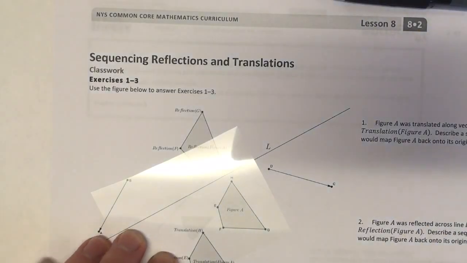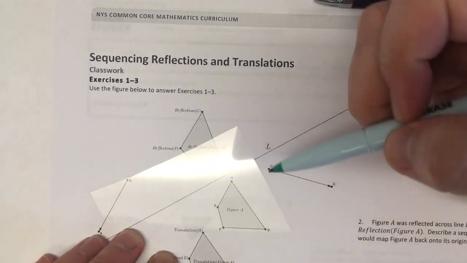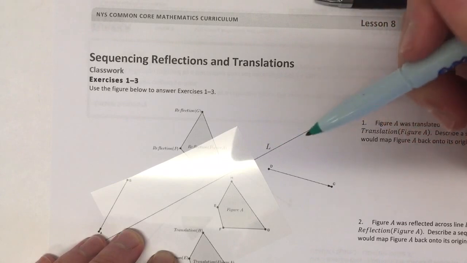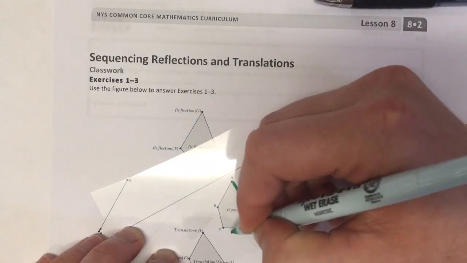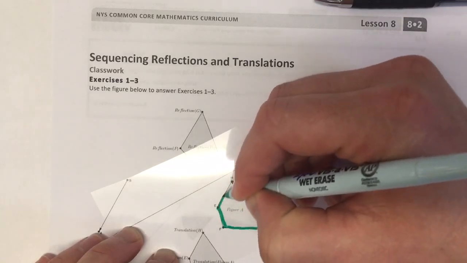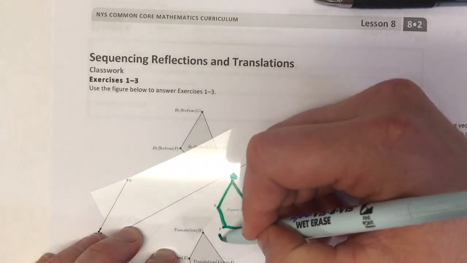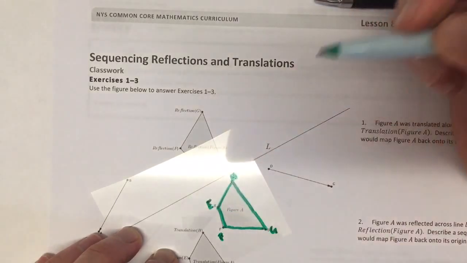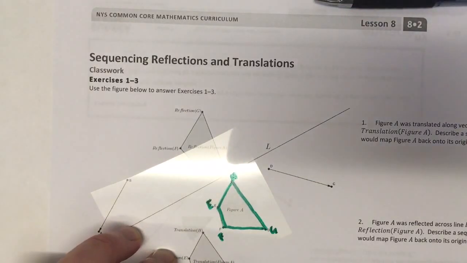Hello. We're going to start talking about sequencing reflections and translations. What we're going to look at is a combination of whether reflecting or translating matters, how to undo things, and we're going to base it all on figure A. Now, the textbook here has actually helped us out because they've provided the results, and we can just make comparisons and look at them as we show you with a transparency and so on.